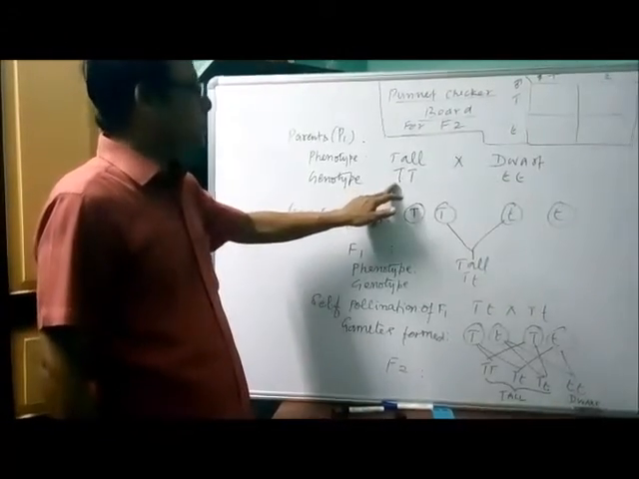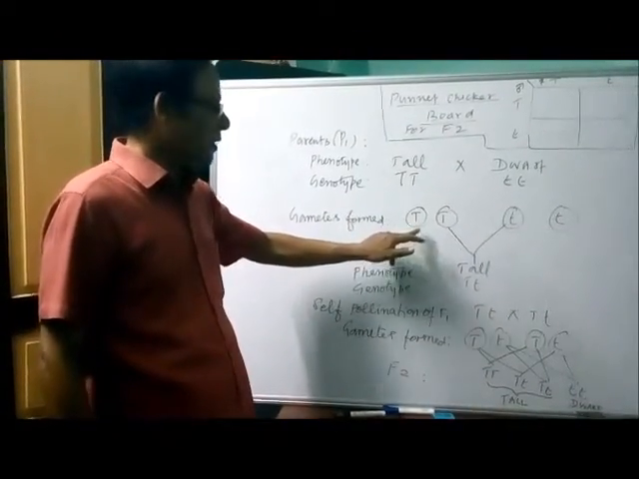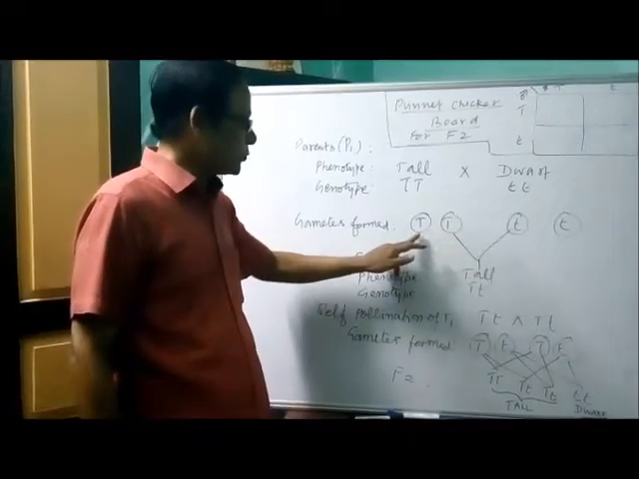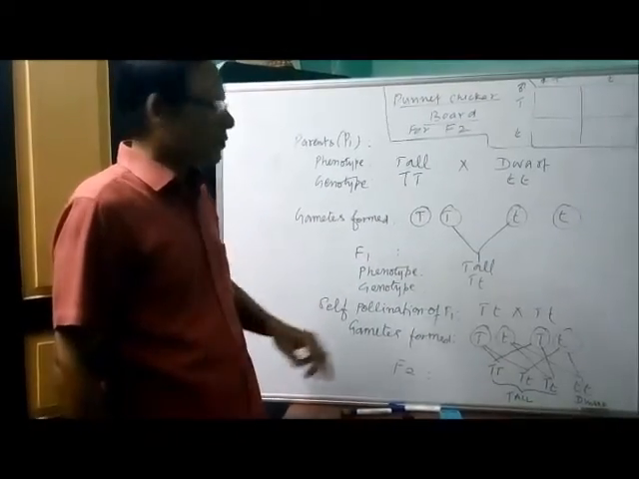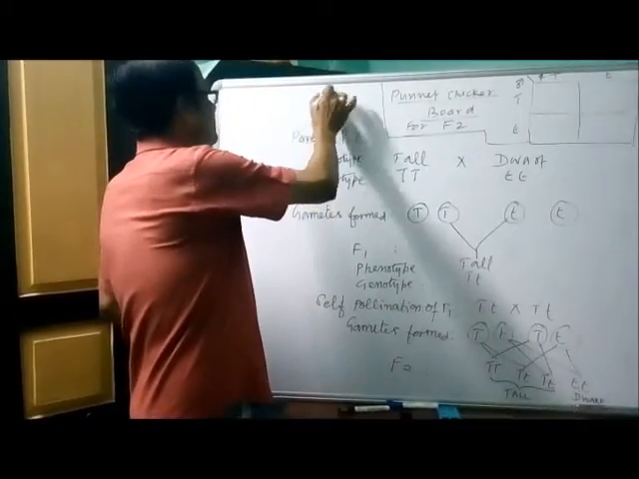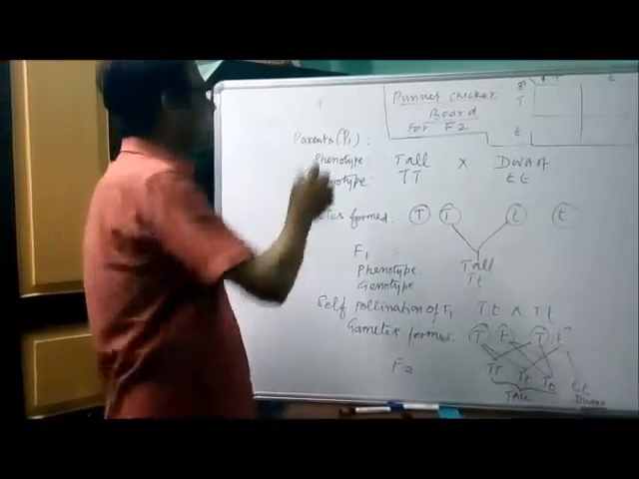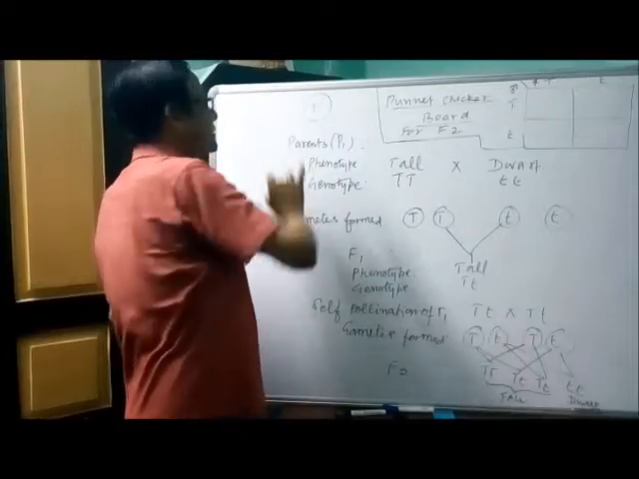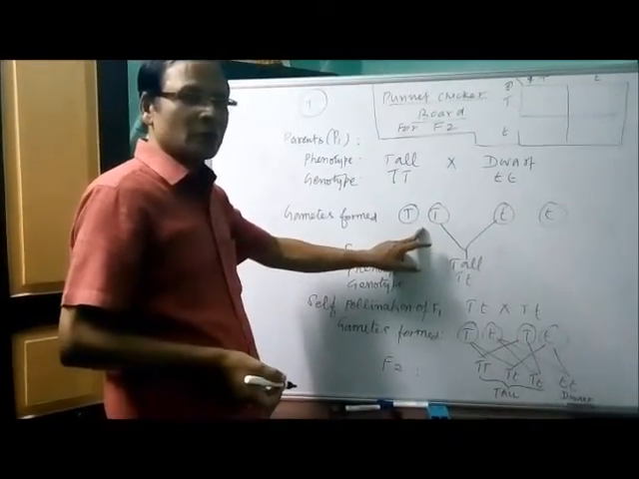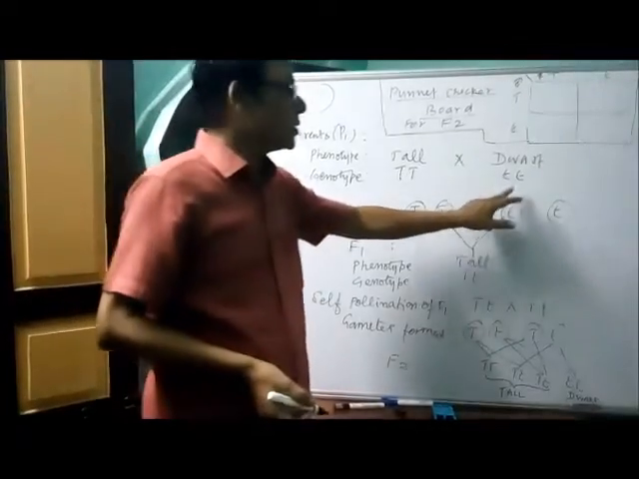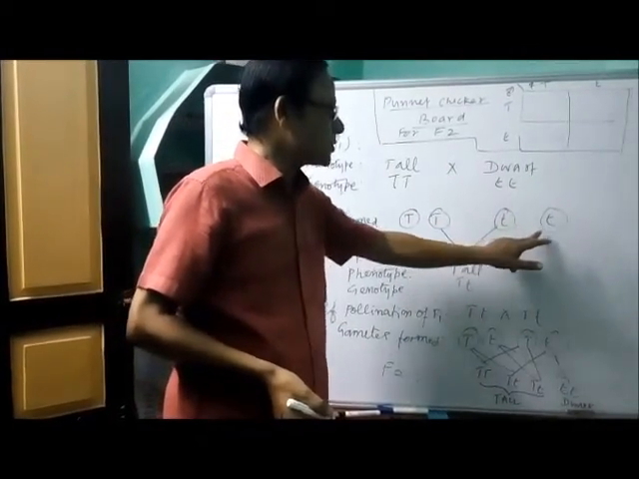Now the tall plant produces the gametes. All the gametes are similar, each with one dominant factor or gene, capital T. While writing a simple letter that denotes a gene, we encircle the letter that refers to the gamete. So two gametes of the same type. Similarly, the dwarf plant produces two gametes of the same type.